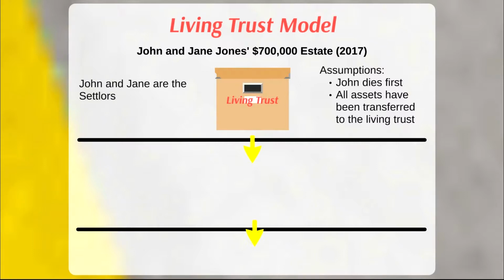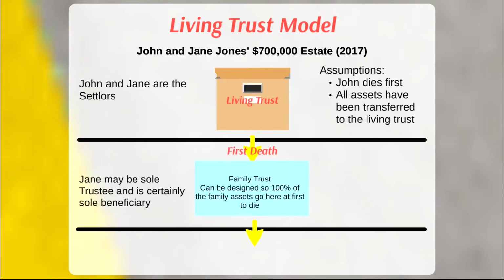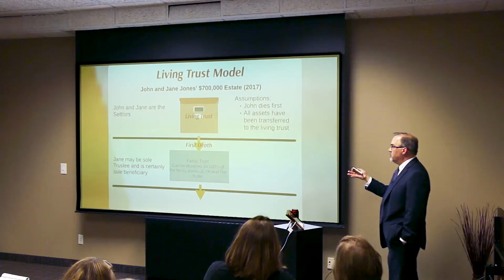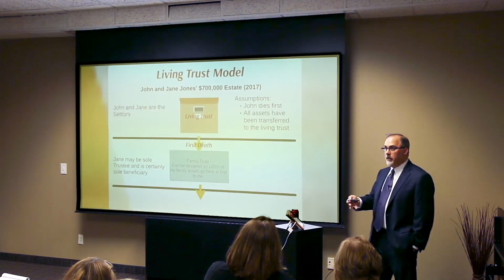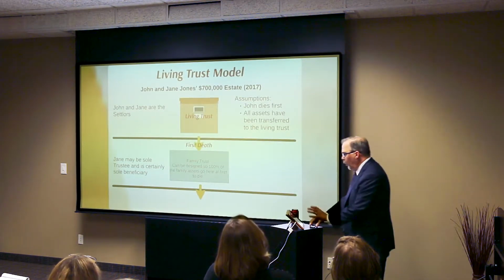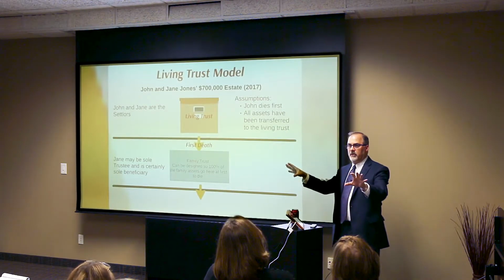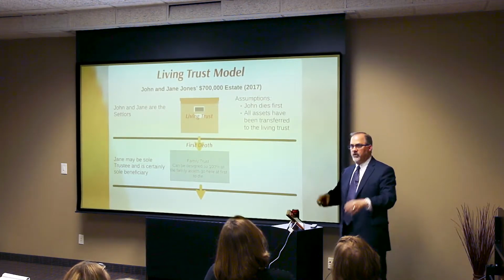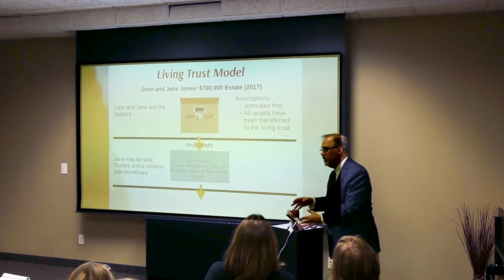So if John dies first, what happens? The assets still stay in trust. They are still in trust. Jane will probably be the sole trustee at that point. But we are going to split the assets in trust in half. So there's a John half and a Jane half.